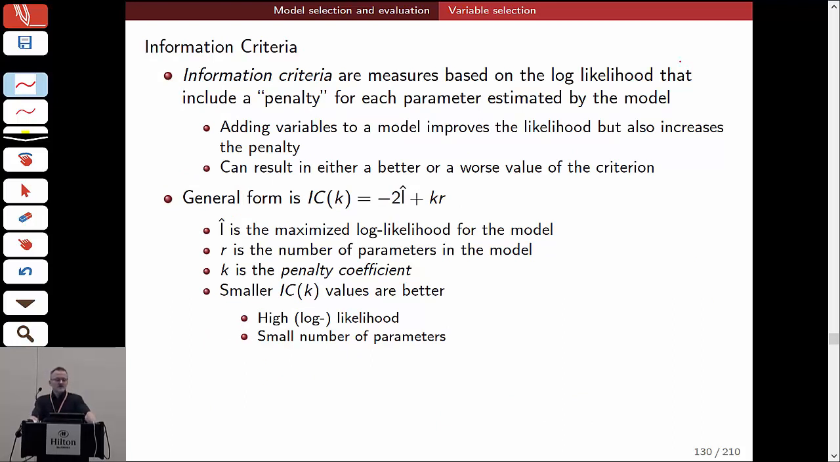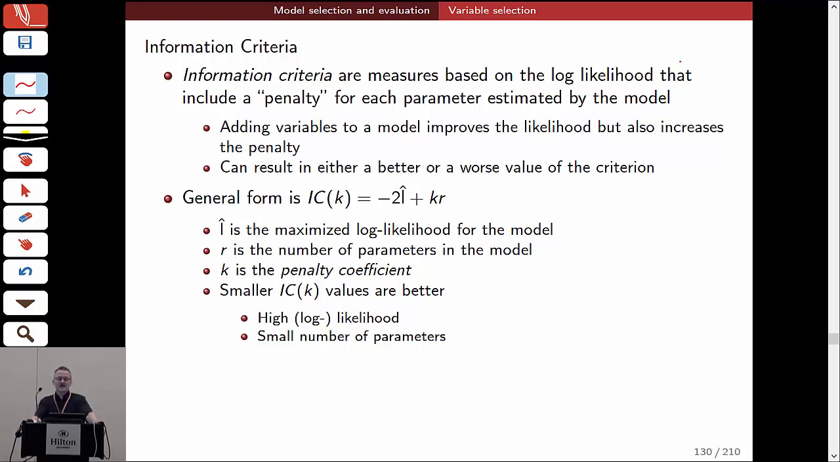This is where information criteria are nice. Historically, as in many years ago, all variable selection was done by hypothesis tests. But we don't need to do that. Information criteria are much cleaner for doing model comparisons. Information criteria are measures based on the log likelihood that include a penalty for each parameter estimated in the model.